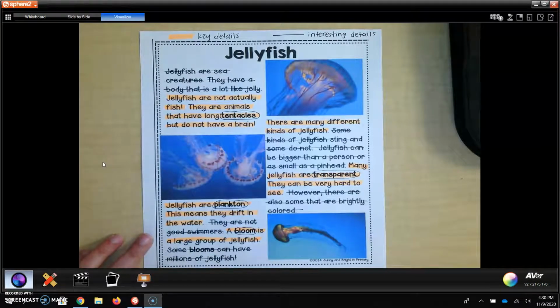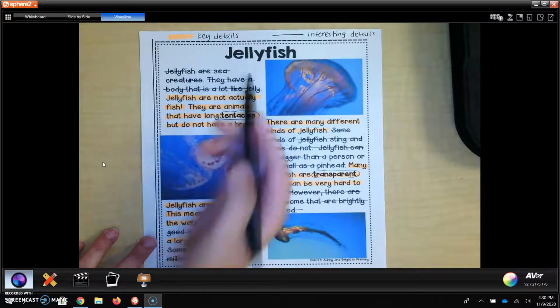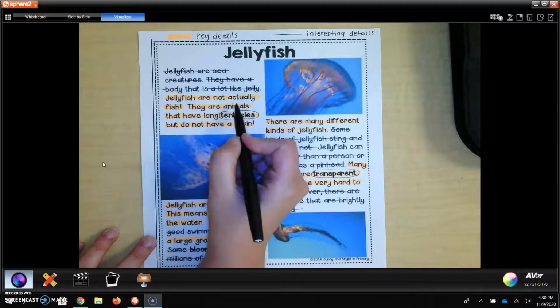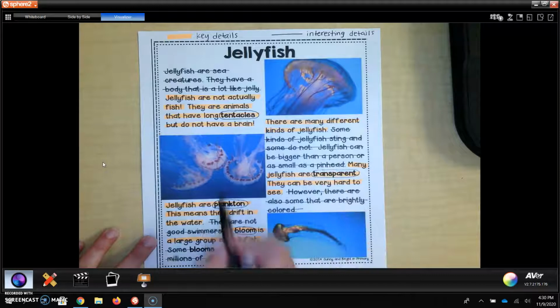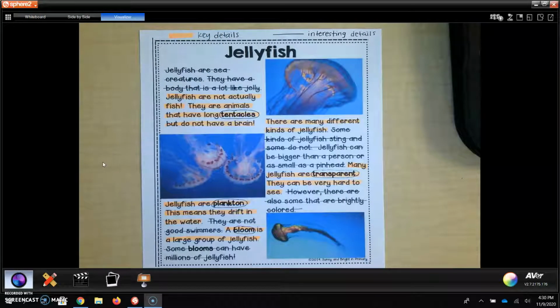So right here, I just showed you the difference between what's kind of just extra interesting things that maybe you find cool or interesting. Those are just interesting details. But everything we highlighted are super important key details that kind of tell you about all jellyfish in general. And we even kind of use clues of all of our bolded print. Anytime you see bolded print, that's probably going to be a key detail too. So for your activity today, you're going to try this on your own.